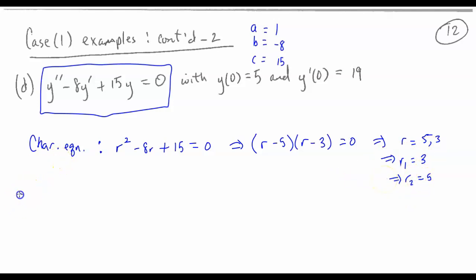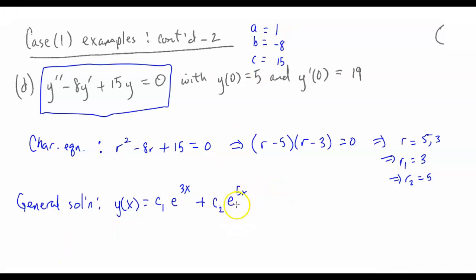Okay. So our general solution here will be y of x is going to be c1 e raised to the r1, which is just 3x, plus c2 e raised to the r2, which is 5x. All right, so I had to clean that up a bit to make it look a little better. So now we have our general solution. Important, but because we have these initial conditions here, we're going to have to find what C1 and C2 are.